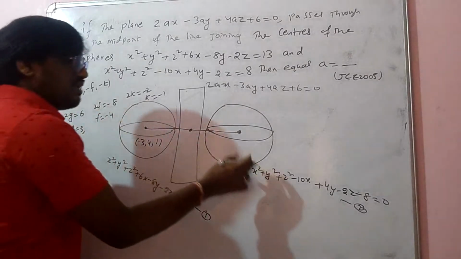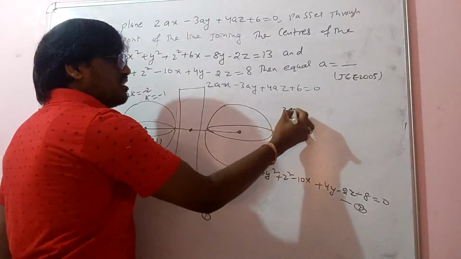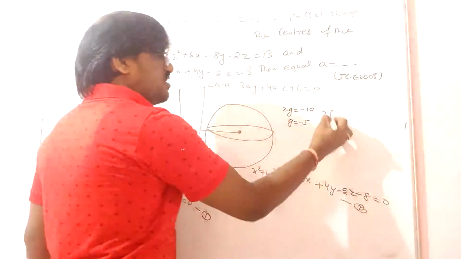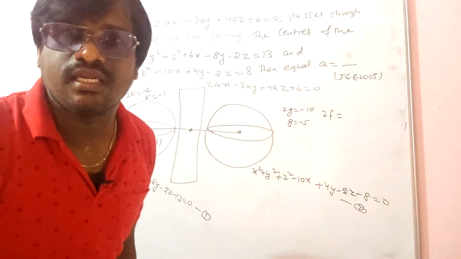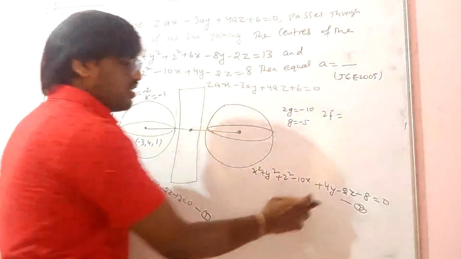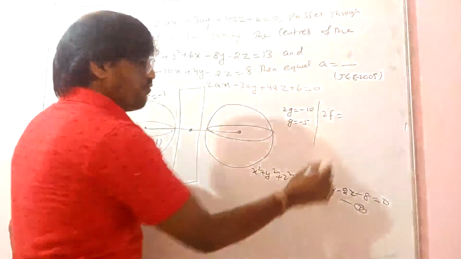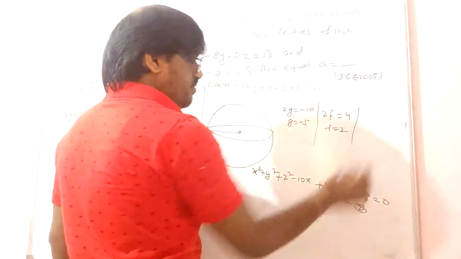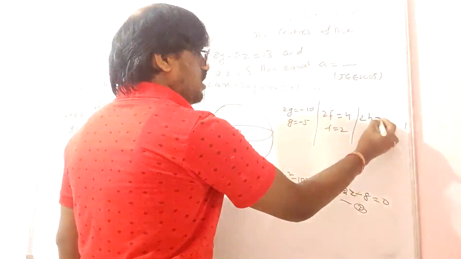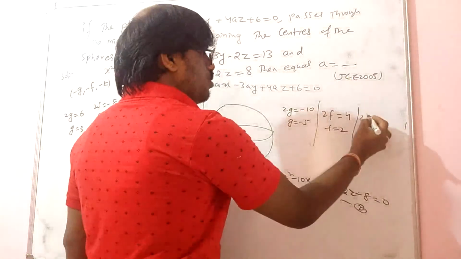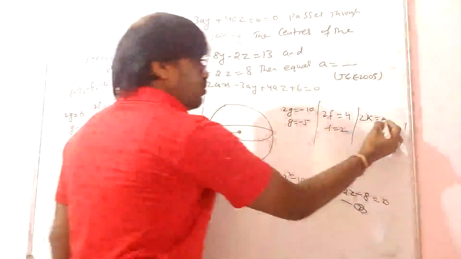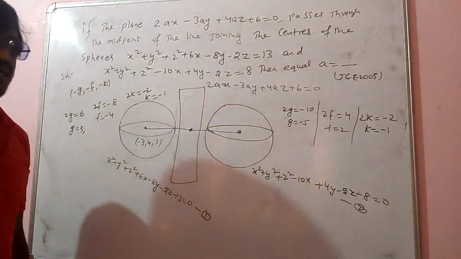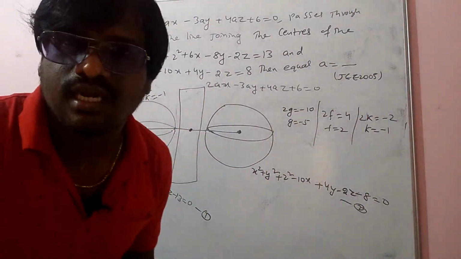Now I am finding the center for this other sphere. 2g is equal to minus 10, so g is equal to minus 5. 2f is equal to 4, and f is equal to 2 here. 2k is equal to minus 2, so k is equal to minus 1. So I am getting the center here.